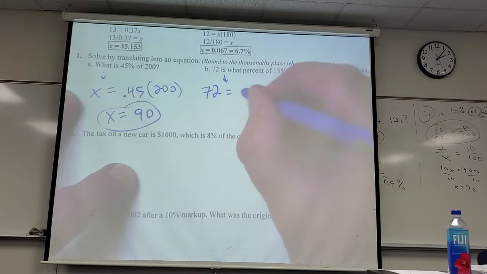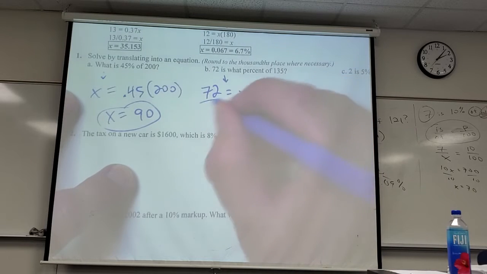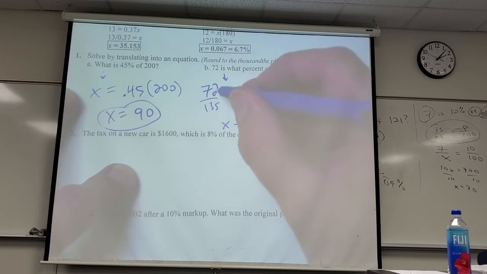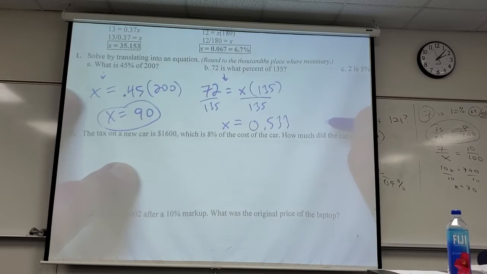Then for B, it's 72 equals X, and then in parentheses, 135. But we know that's not gonna work, so we have to move the 135 to the other side, so it'd be 72 over 135 equals X, and then we get 0.533, but we have to move the decimals, and it would be eventually 53.3%. All right, so let me catch up to you. When you do 72 divided by 135, you get 0.533? Is that what everybody else got? Yeah. Okay. And it keeps going, but you have to round it to the thousandths place, and then you can make it into a percentage.